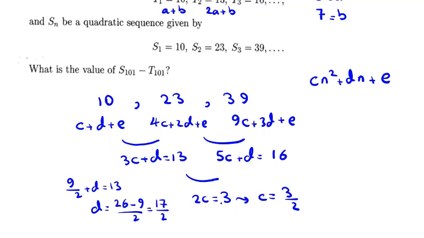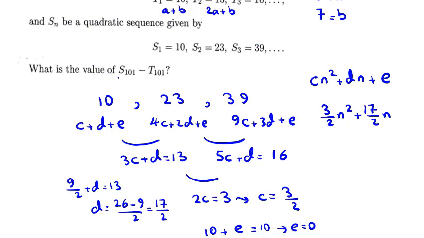c plus d plus e is 10. c plus d is what? It is 20 over 2, 10. So 10 plus e equals 10. So we conclude e is 0, and here it will be what? 3 over 2 n squared plus d is 17 over 2 n, and e is 0.